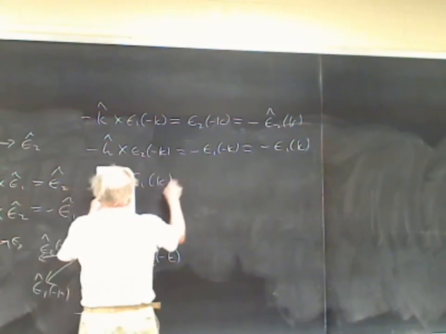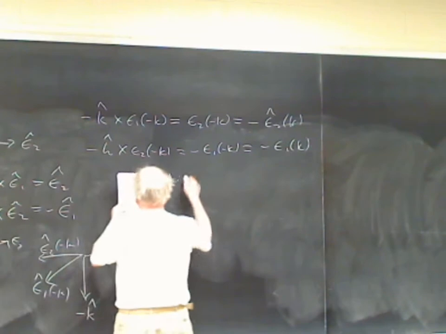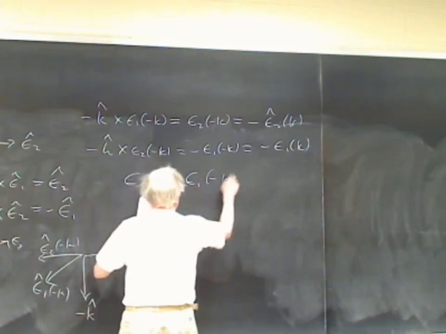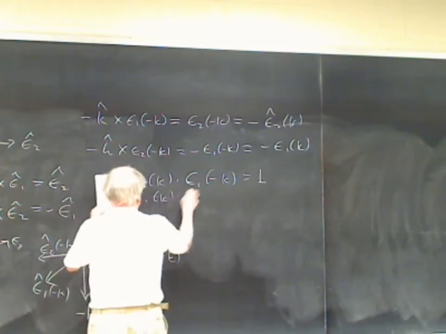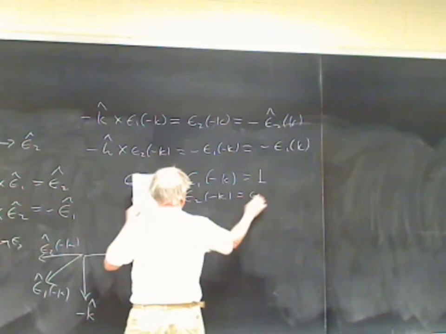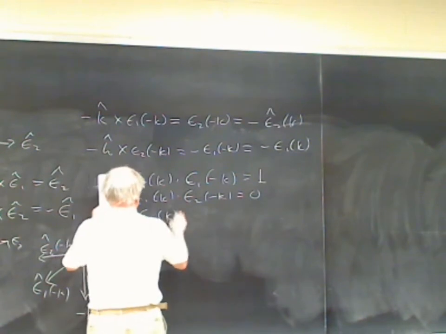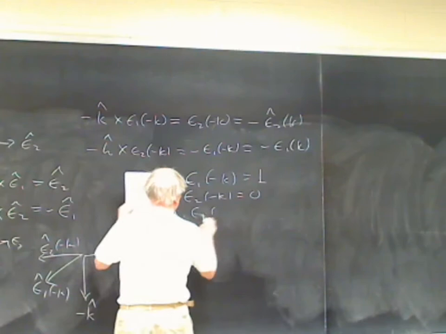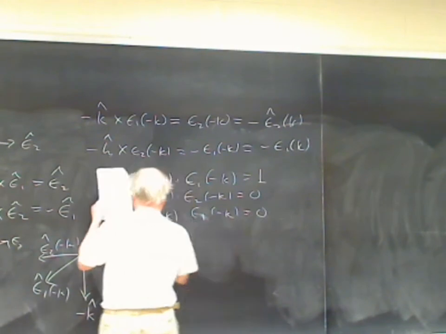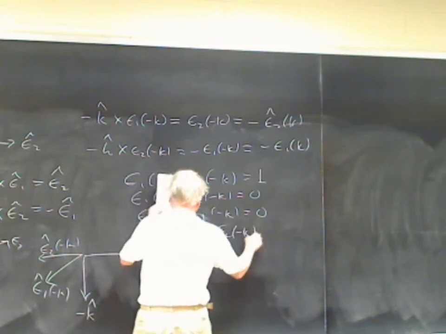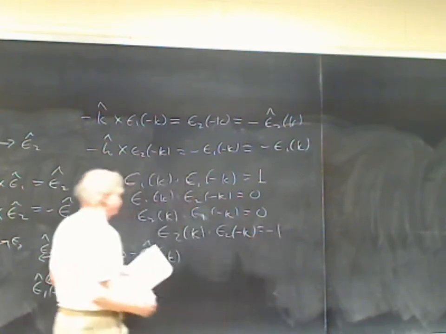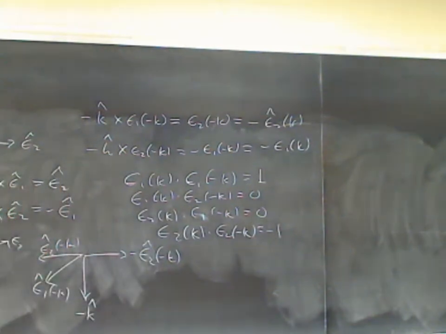So epsilon 1 of k, let's just look at all the other relations that we need. Epsilon 1 dot epsilon 1 of minus k turns out to be 1. Epsilon 1 of k dot epsilon 2 of minus k is 0. Epsilon 2 of k dot epsilon 1 of minus k is 0. And epsilon 2 of k dot epsilon 2 of minus k is minus 1. Okay, so these are the relations that we need.